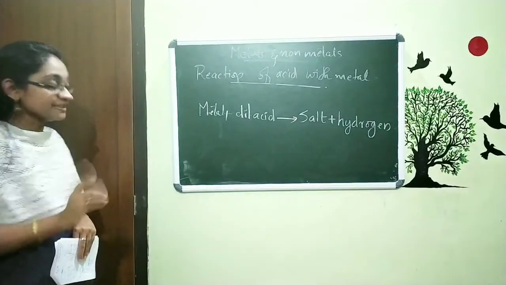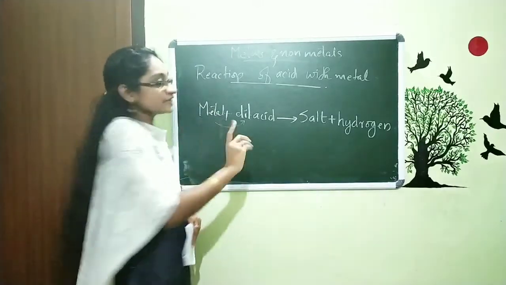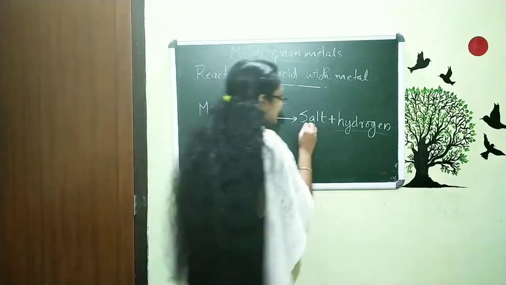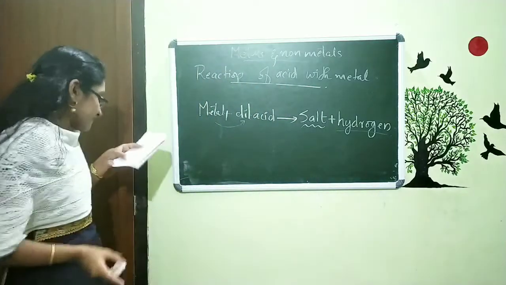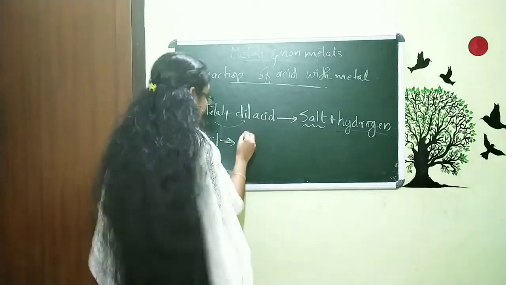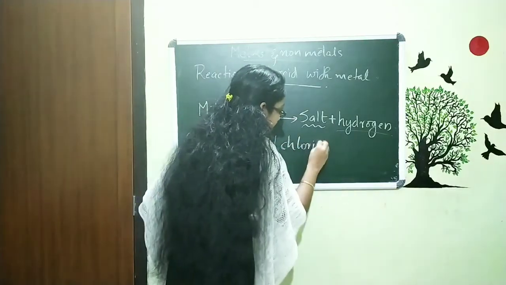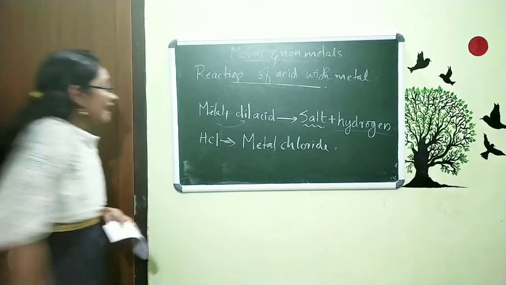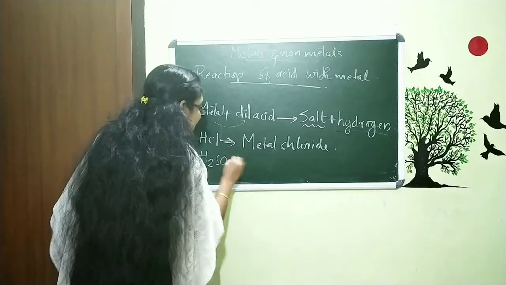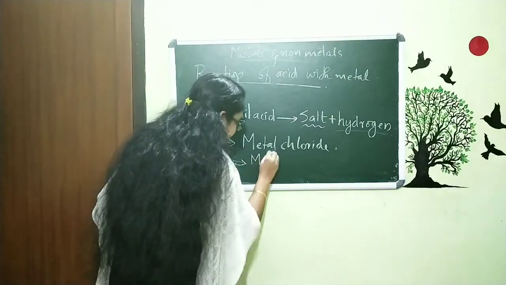Salt plus hydrogen. That means when this metal reacts with a particular acid, we already said that hydrogen gas is formed, and there is also one other product, and that is a salt. For example, for hydrochloric acid, the salt formed is metal chloride. And when we are talking about sulfuric acid, H2SO4, the salt formed is metal sulfate.